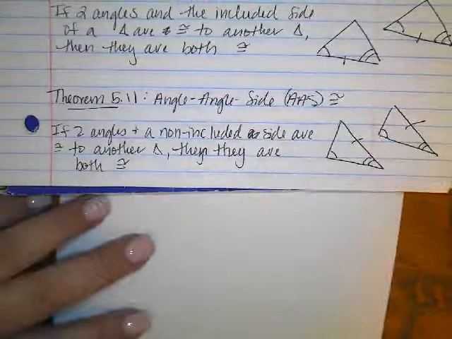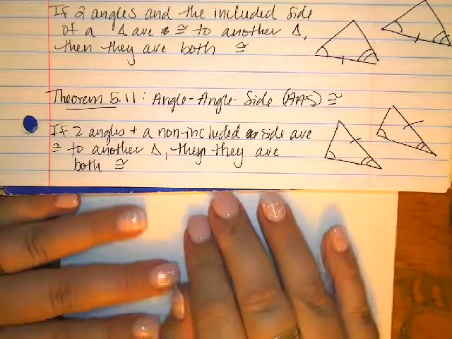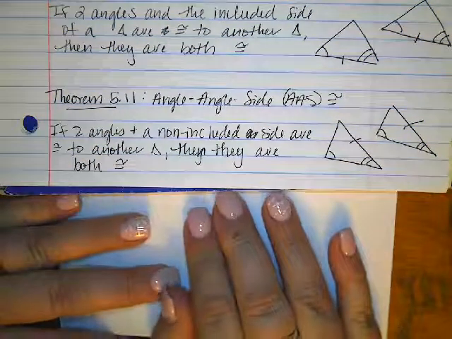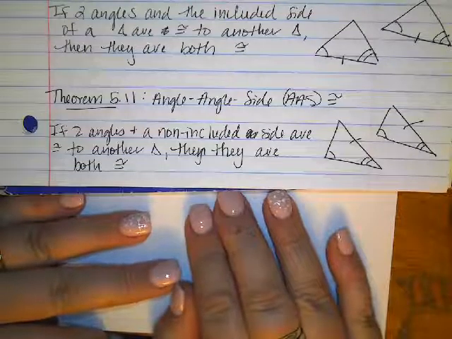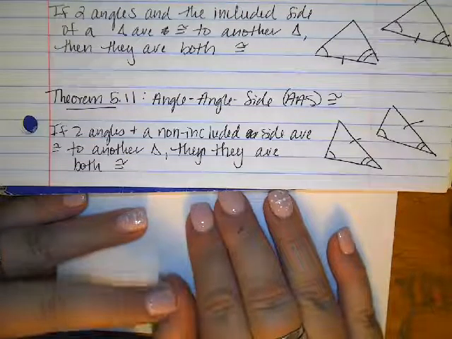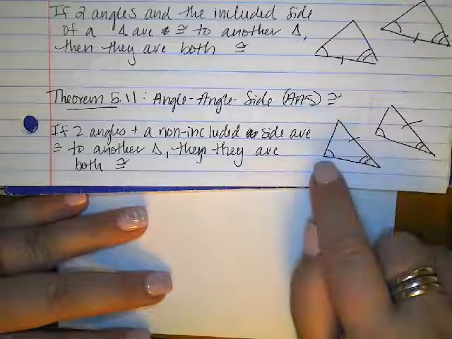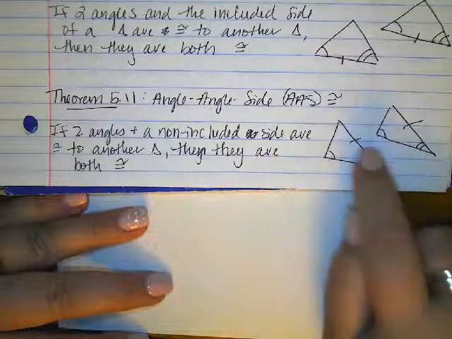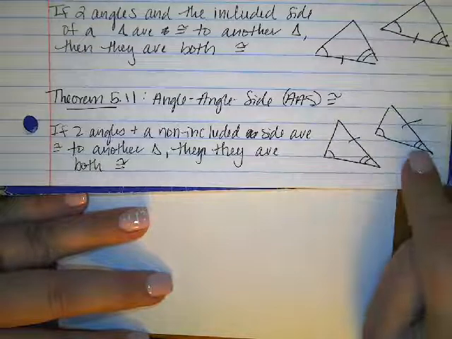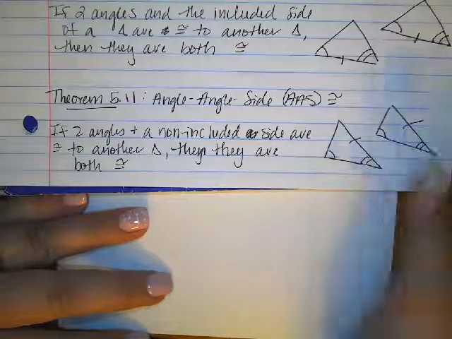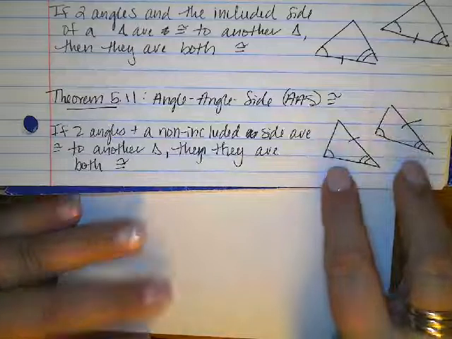And the last one of section 5.6 is theorem 5.11, and it's angle, angle, side congruence, or AAS. And it says that if I have two angles and a non-included side, so this time it's not between, so I have an angle, angle, and a side, and it's congruent to an angle, angle, and side of another triangle, then I can prove that the two are congruent.